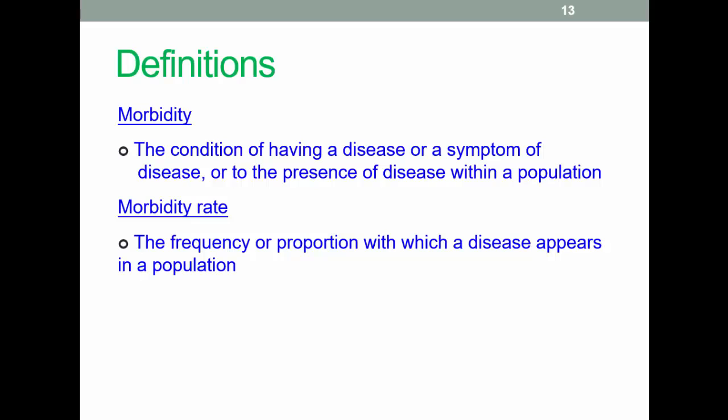So here's the definition of morbidity. I mentioned morbidity and morbidity rate a bit earlier on. These public health terms do keep coming up, so it's associated with having a disease or the presence of the disease in the population, and morbidity rate is the frequency or proportion at which a disease appears in a population.